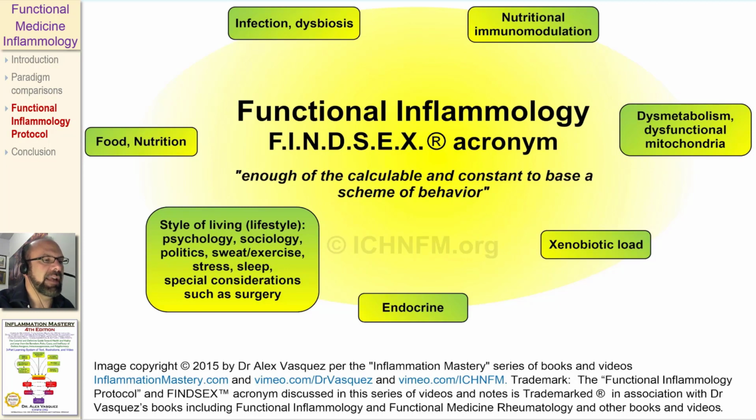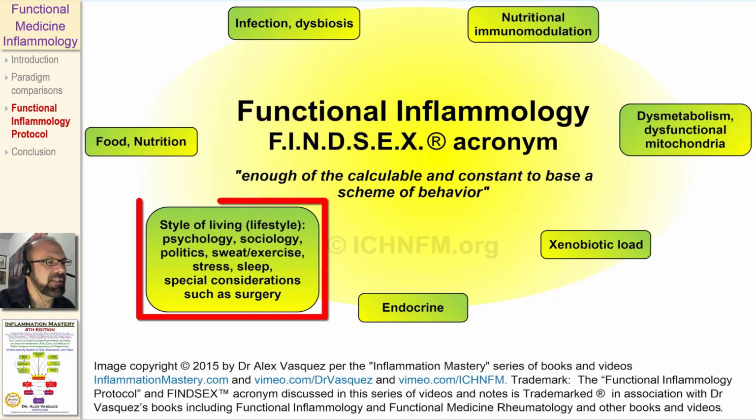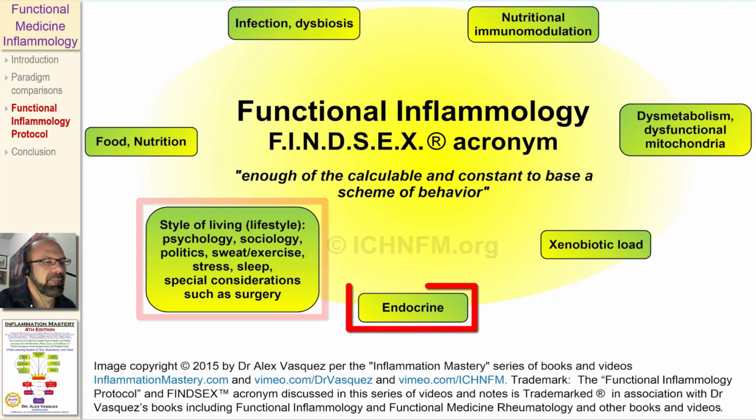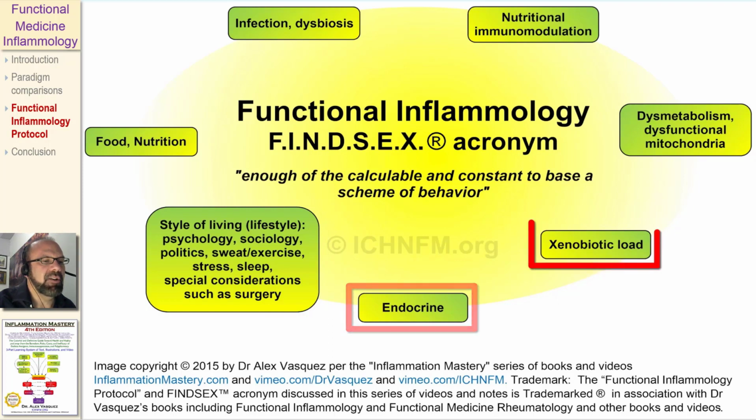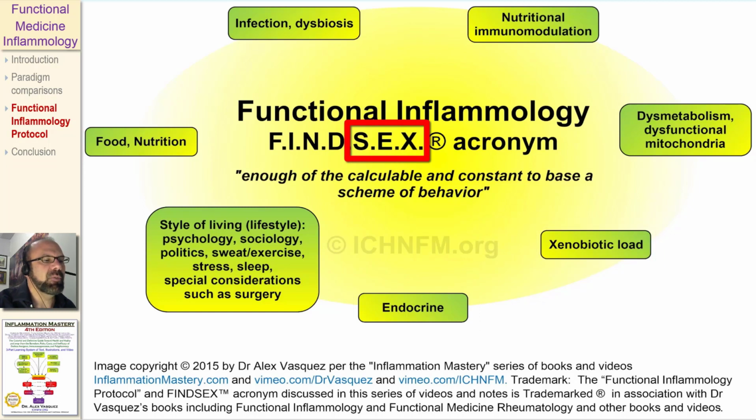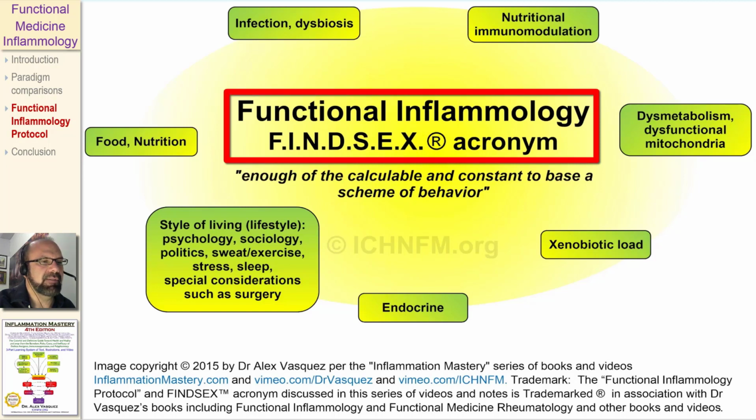The acronym for those four categories is FIND. Then we move to style of living, psychology, sociology, sweat as a metaphor for exercise, stress, sleep, special considerations with supplementation, and those special considerations can also include surgery. Then we look at endocrine function and balance and also xenobiotic load. So style of living and most of those special considerations start with S, then we go to E for endocrine, and X for xenobiotics. So that's SEX, so the complete acronym is FIND-SEX.